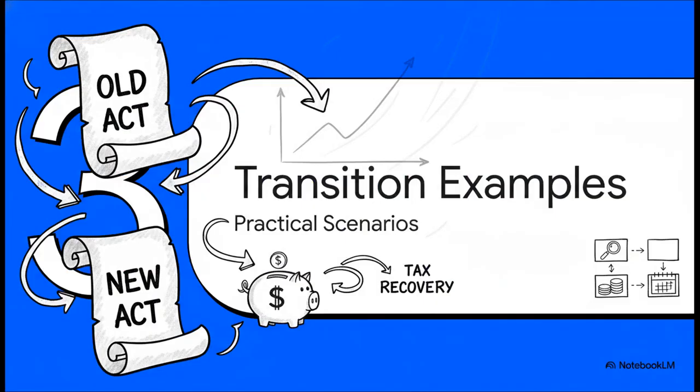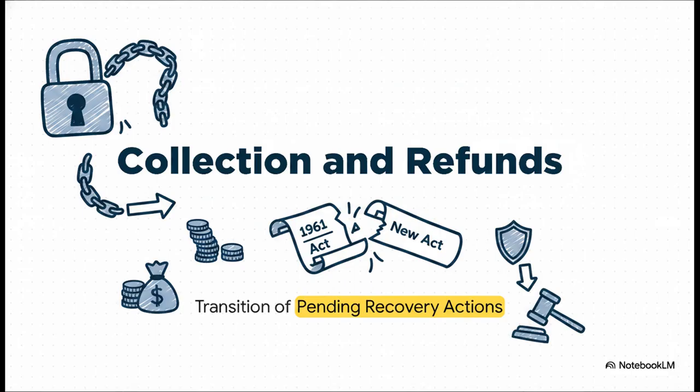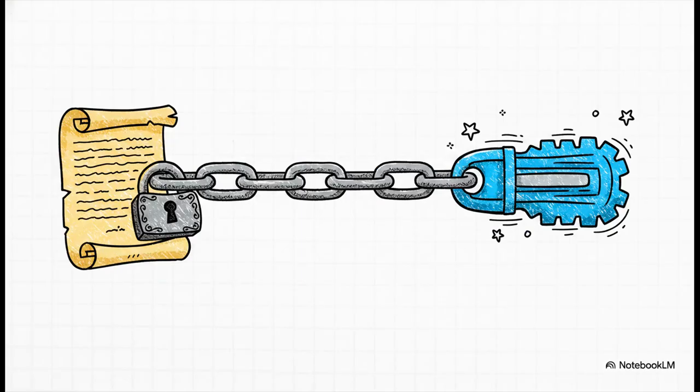Let's look at Section 3, Practical Transition Examples. Now, here's a highly common question I get from practitioners all the time. What exactly happens to tax recovery certificates or attachment orders that were already issued under the 1961 Act way before April 2026? If the 1961 Act is officially repealed, do all those old orders just lose their legal backing? The answer is a definitive no.